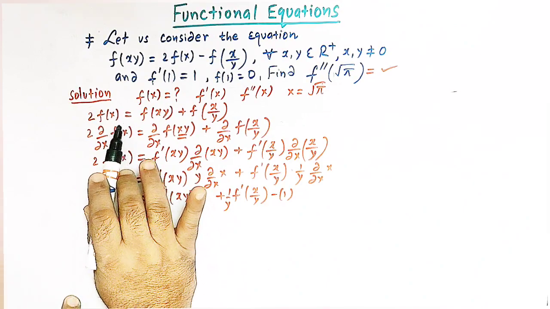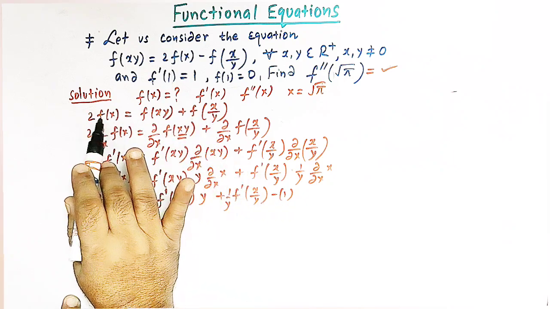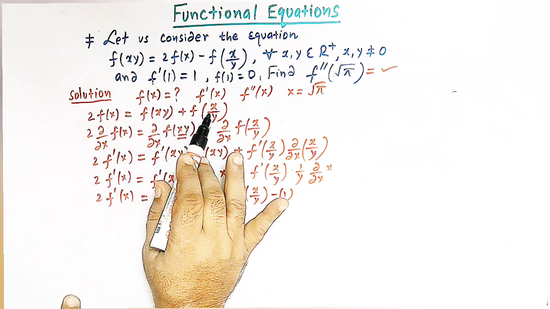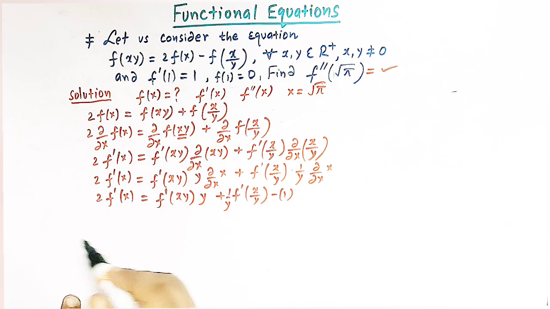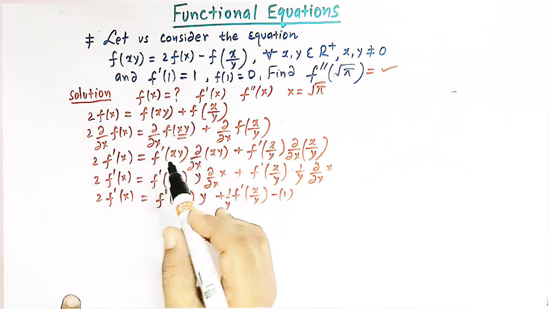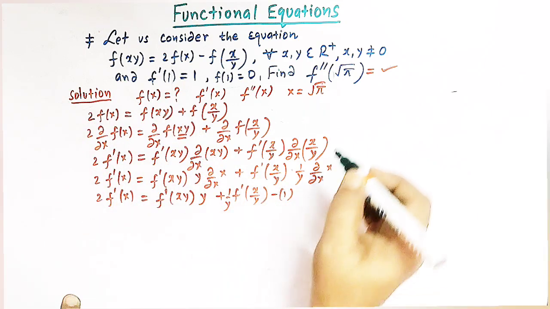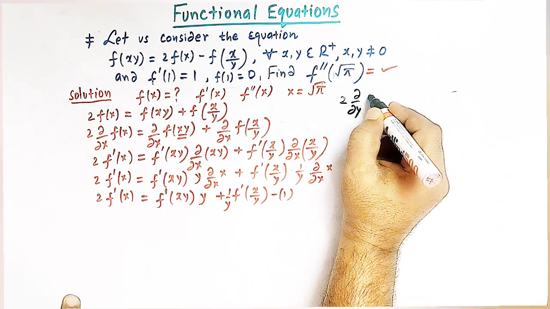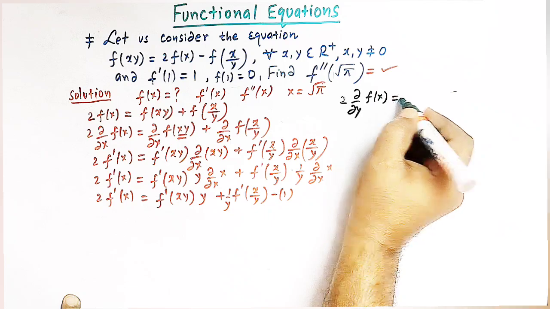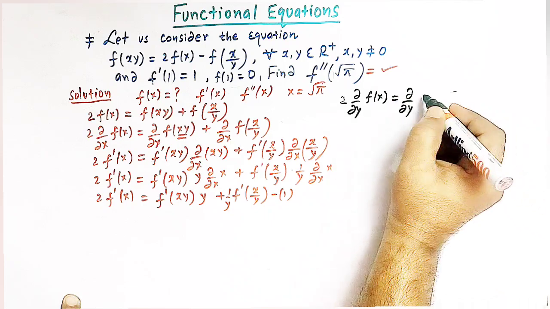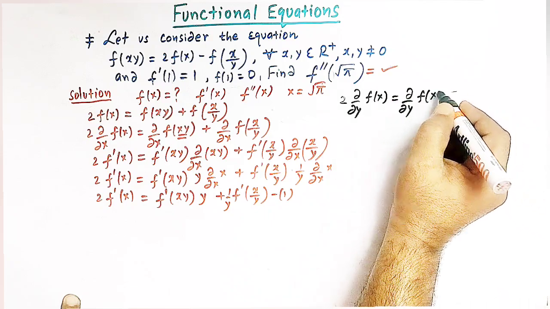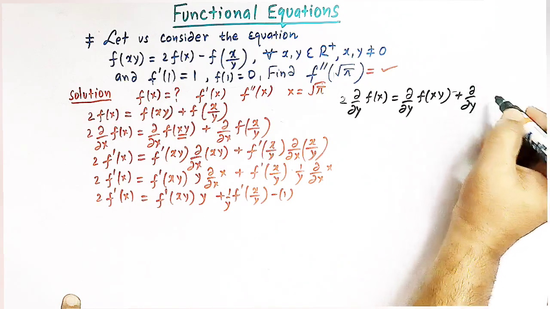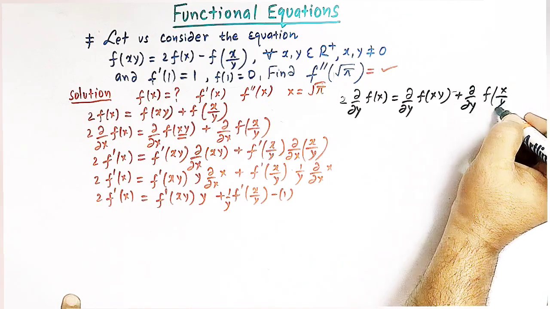So in the first step, we have taken the partial derivative of both sides of this equation with respect to x. Now let us differentiate this equation partially with respect to y. So we have 2, and here we have del by del y of f of x. Then here we have del by del y of f of xy. And here we have the derivative, that is f of x over y.